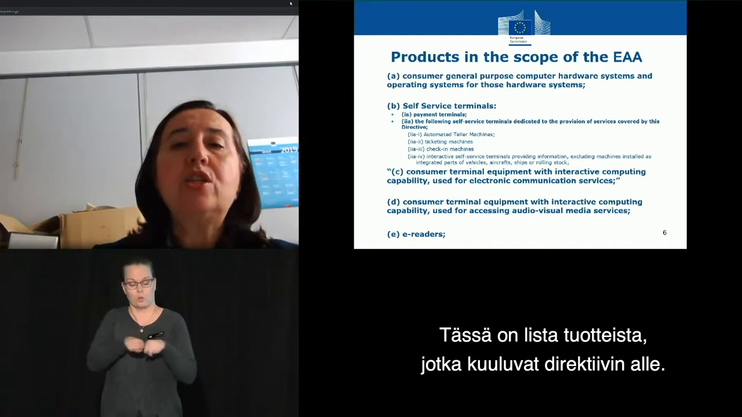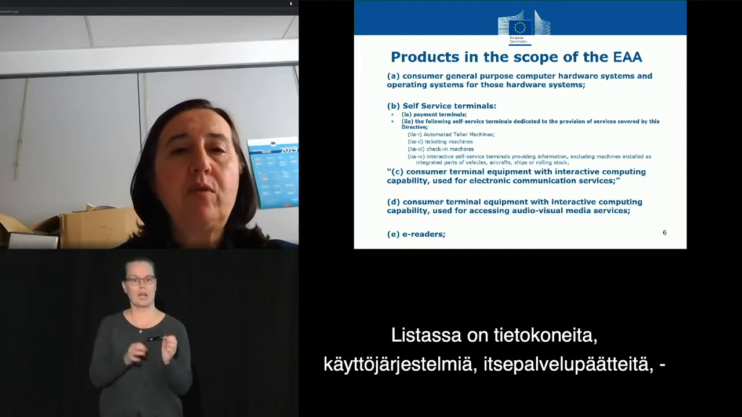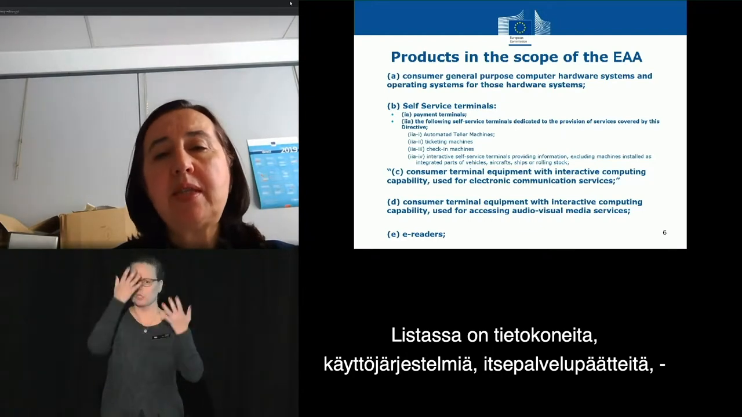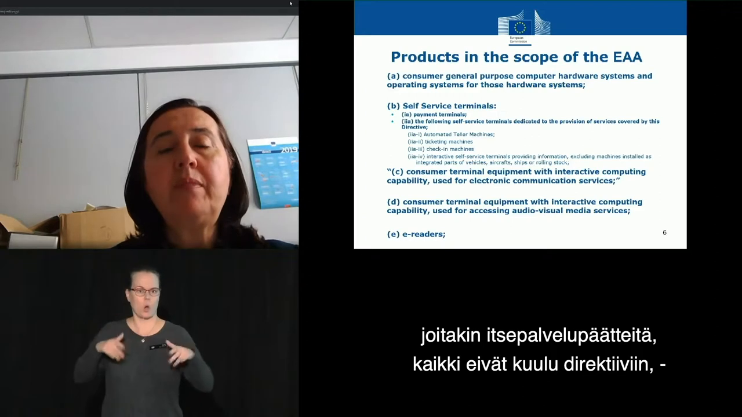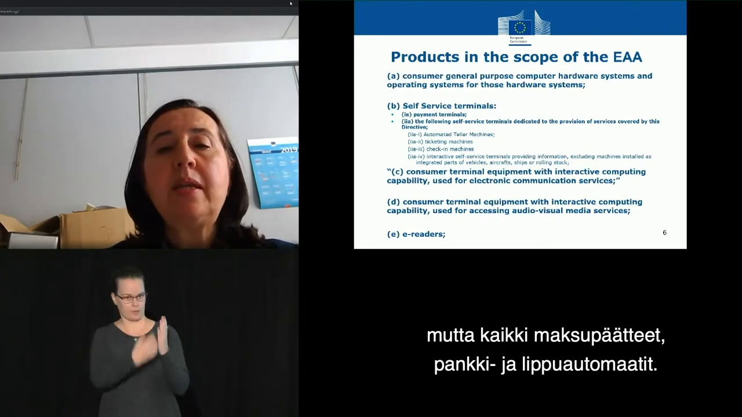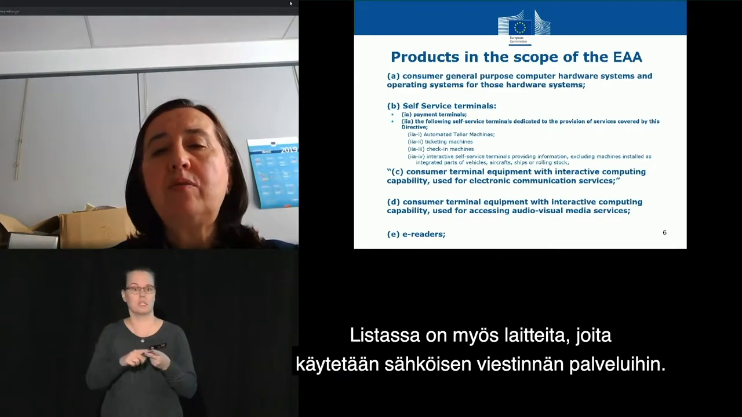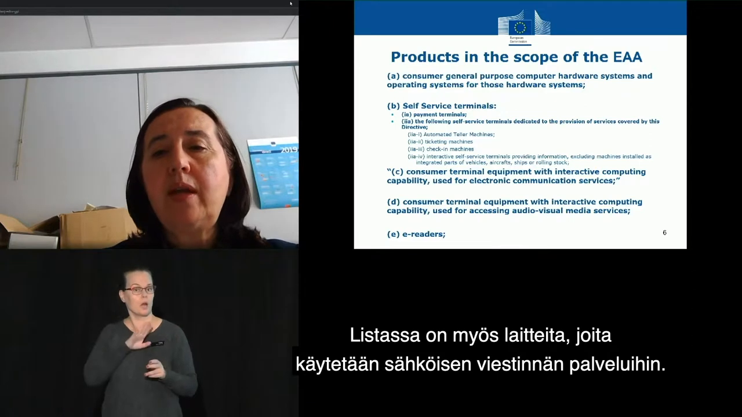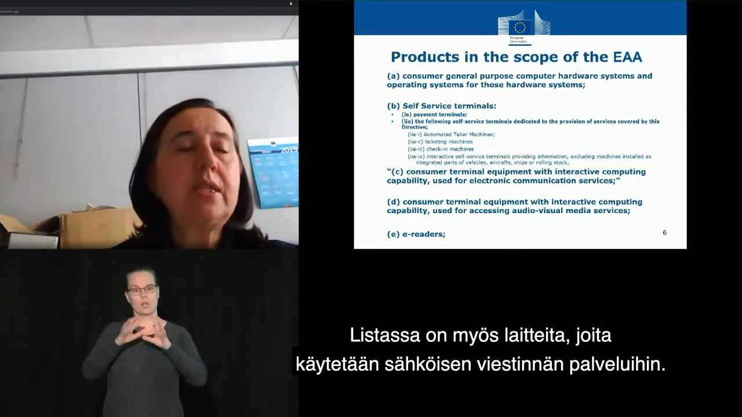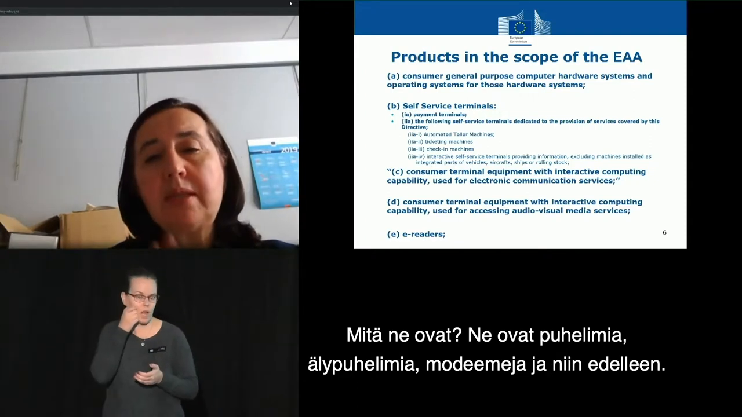So this is the list of products in the scope of the Act. We have computers, operating systems, some self-service terminals, not all of them, but all payment terminals, ATMs, ticketing machines. We have also the type of equipment used for electronic communication services. What is that? Those are telephones, smartphones, modems, you name it.